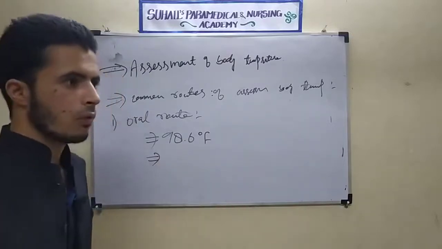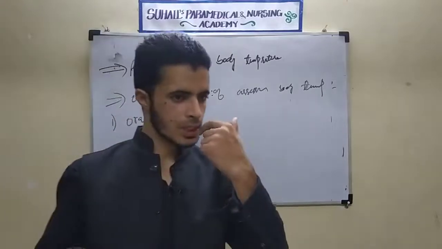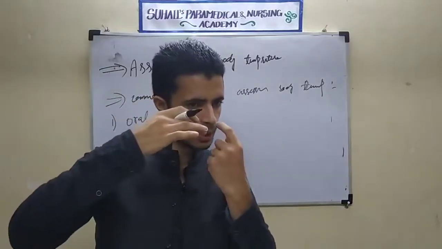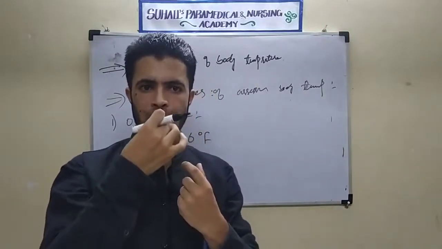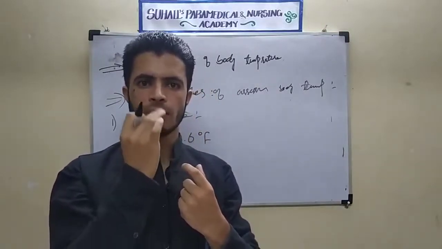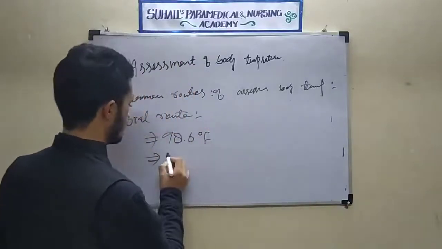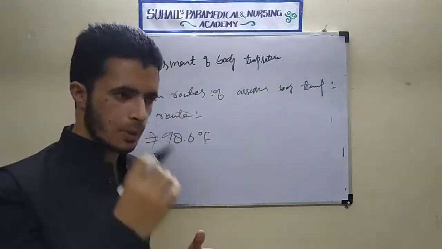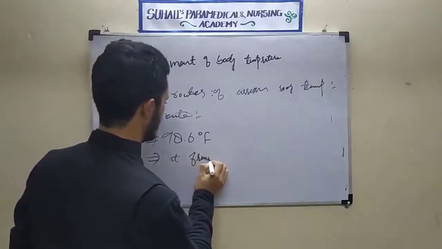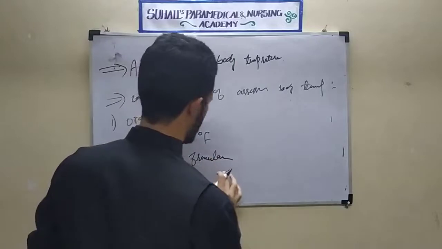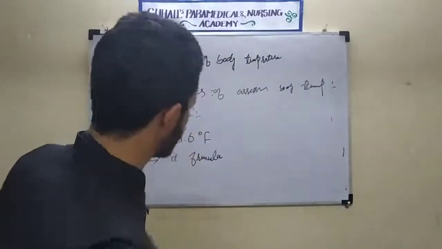Second point is, while we are using the thermometer for oral, inside the oral cavity there is a tongue. Downside the tongue there is one muscle tissue part, which is connected with the tongue. That is called the frenulum. So we will keep the thermometer at the frenulum.